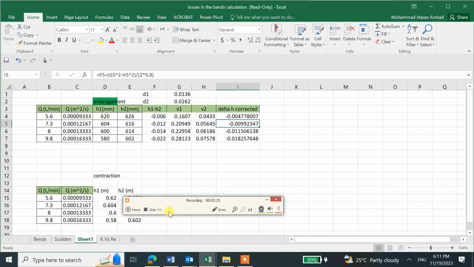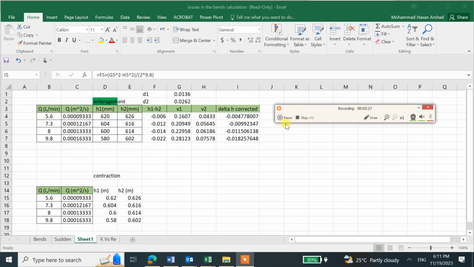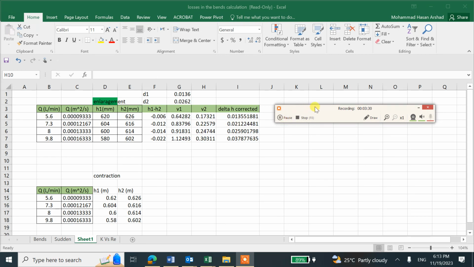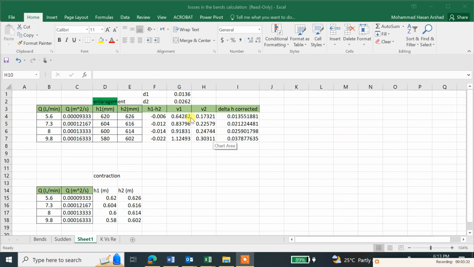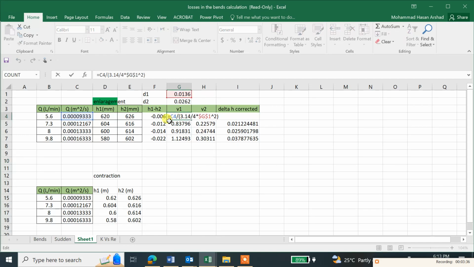Okay, I think there is some problem in the data. Sorry, I made a mistake here. Velocity is flow rate divided by area. Area is pi over 4 d square. So in both I forgot to divide by 4. So now the corrected delta H is delta H measured negative plus V1 square minus V2 square divided by 2g.